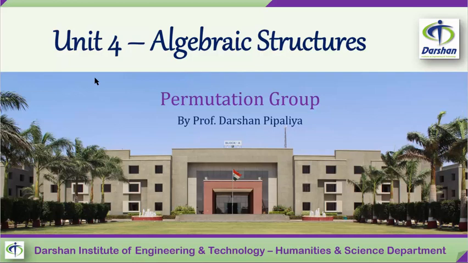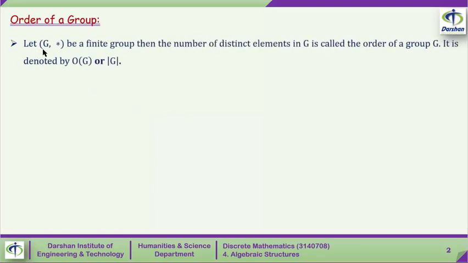Hello friends, in this video we will discuss permutation group. For that, first we define the order of a group. Let (G, *) be a finite group, then the number of distinct elements in G is called the order of the group G. It is denoted by O(G) or cardinality of G.